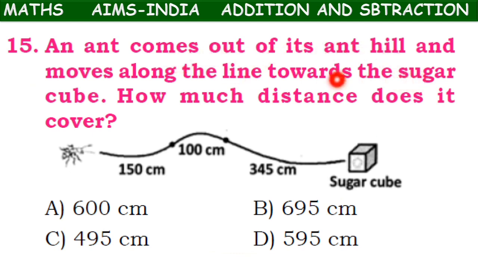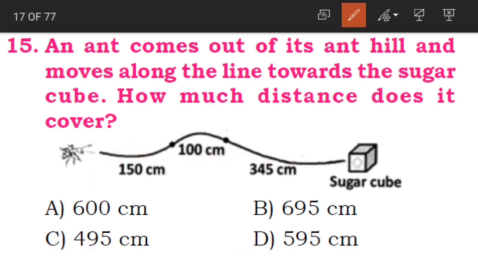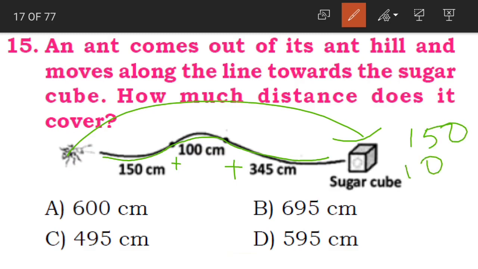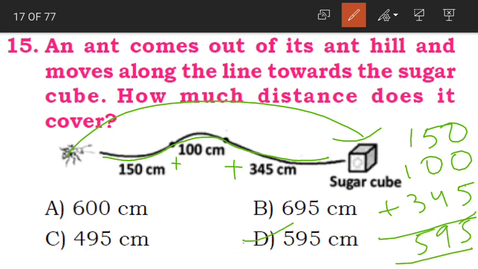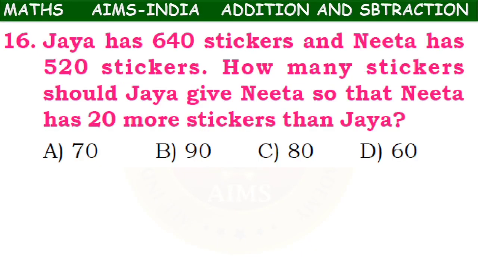An ant comes out of its ant hill, this ant, and moves along the line towards the sugar cube. How much distance does it cover? Now from here till here it is moving. So how do we find out the total distance covered? Simple, right? Add all these together. 150 plus 100 plus 345 centimeters. What will be the answer, children? 595 centimeters, that is option D. Clear? Very simple question, right?